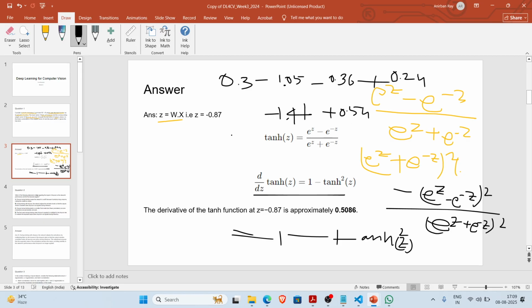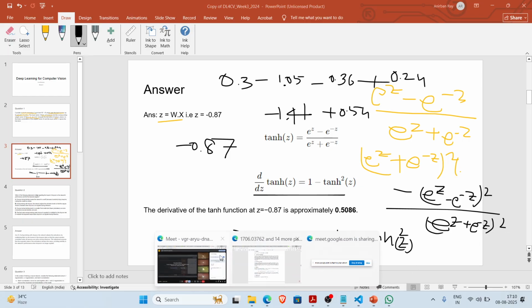And so this becomes minus 0.87. Now just putting this value in, so 1 minus tanh squared of this. You have to get this one. You should use a calculator for this, and you will get the answer for this question. Okay, any doubt?